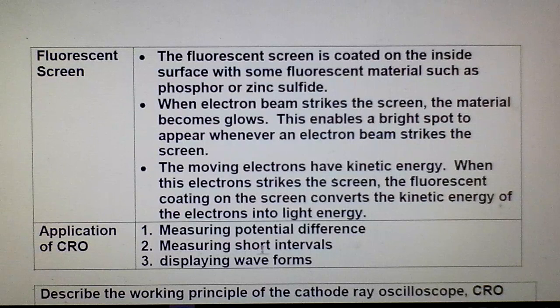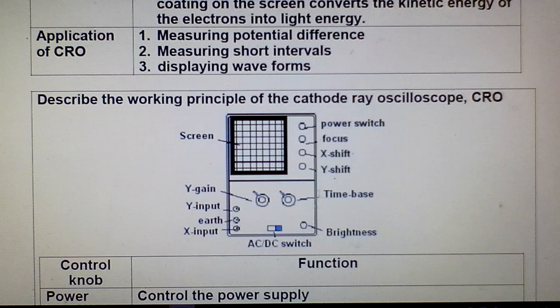Okay, now we want to discuss the application of the CRO to measure potential difference, measure short time interval, and display waveform. Okay, look at the screen part of the CRO. You can observe this in the lab. So it has a screen. The screen is like graph paper. There's a division, maybe already divided so that one division is equivalent to 1 cm.